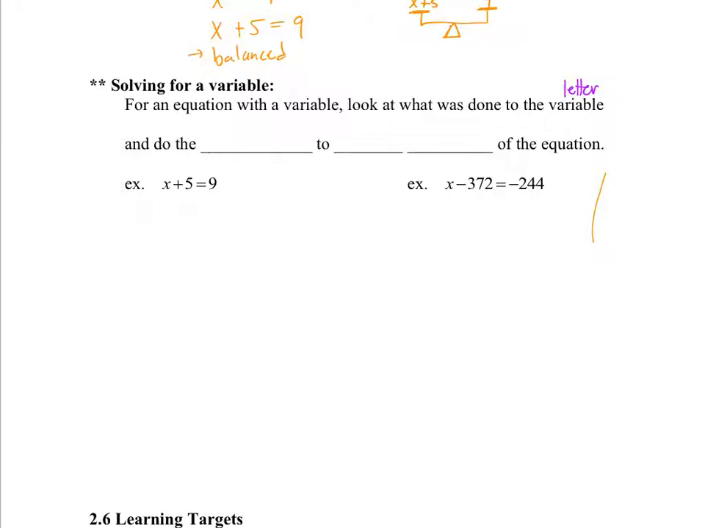Whatever's done to that, we're going to do the inverse. I'm writing all capital letters so you don't forget this: the inverse to both sides. Because if you're on that scale and it's even, and all of a sudden you take some weight off of one side, what's going to happen to your scale? It's no longer even. So you have to take weight off the other side to make it even. You always want to keep your equation even.